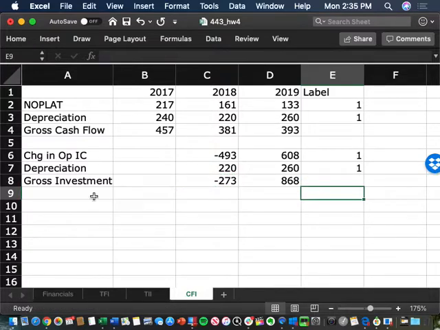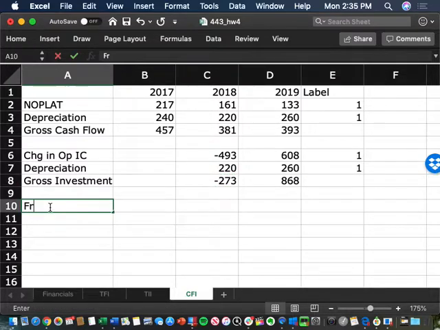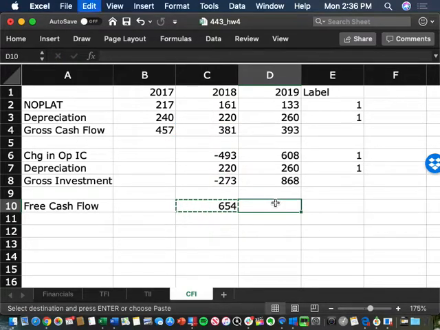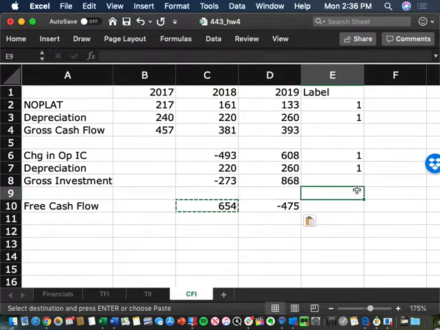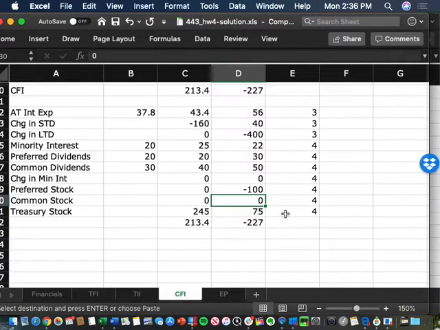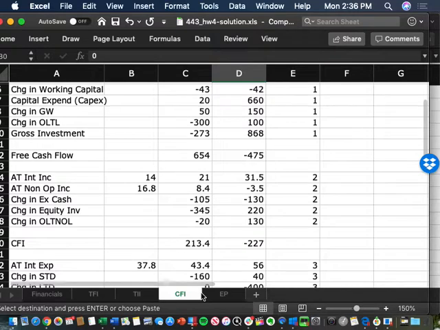And the operating free cash flow is the gross cash flow minus the gross investment. So this would be the free cash flow for the business for each of the 2 years. Okay, and that is a correct answer. Make sure I didn't make a mistake. Go check my answer key. Should be a correct answer for CFI.